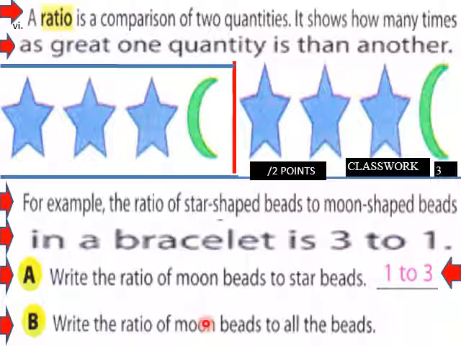B, write the ratio of moon beads to all the beads. Moon to all of them. What would that be? 1 to 4. So 1 moon for every 4 objects in the ratio.